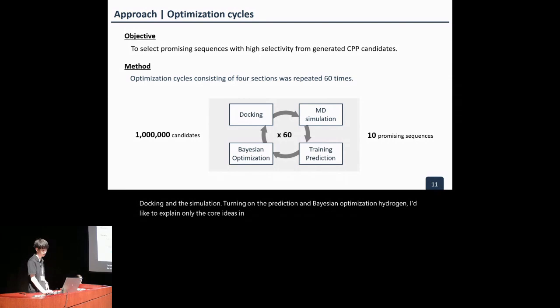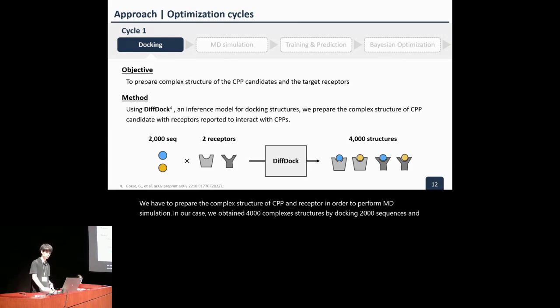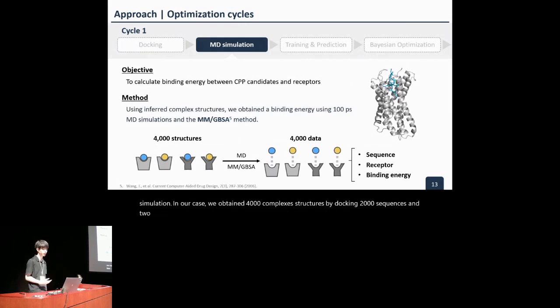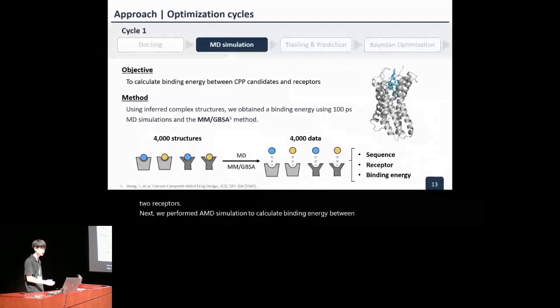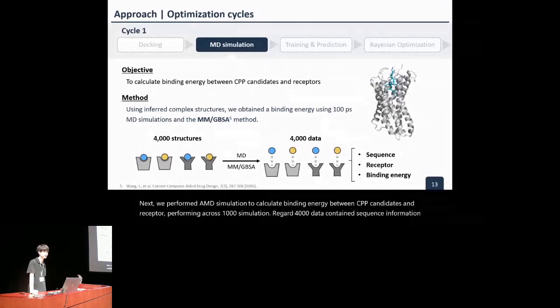First, docking. We have to prepare the complex structure of CPP and receptor in order to perform MD simulation. In our case, we obtained 4,000 complex structures by docking 2,000 sequences and 2 receptors. Next, we performed MD simulation to calculate binding energy between CPP candidates and receptor. Performing 4,000 simulations, we got 4,000 data containing sequence information, receptor information, and binding energy.